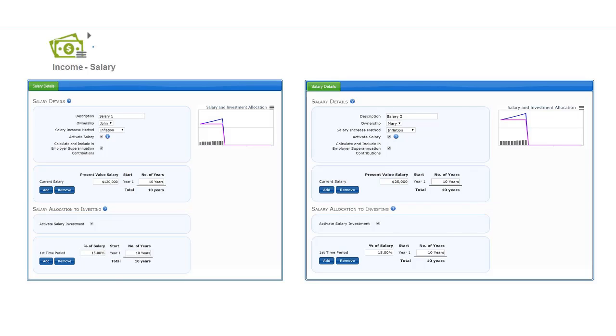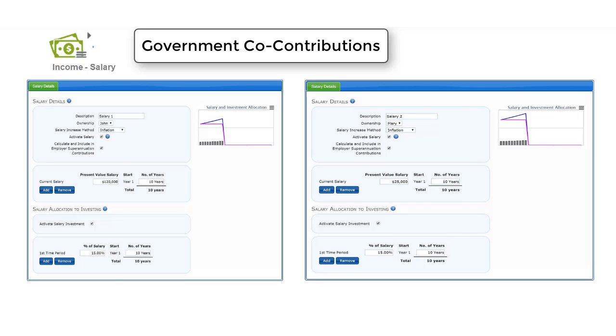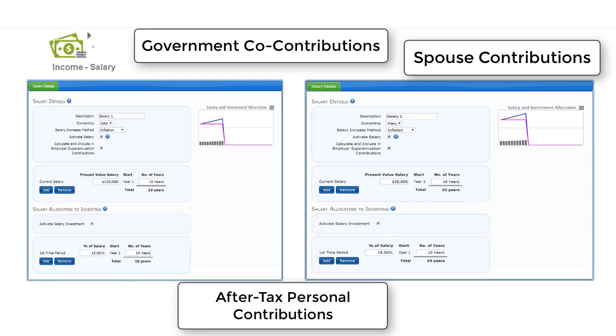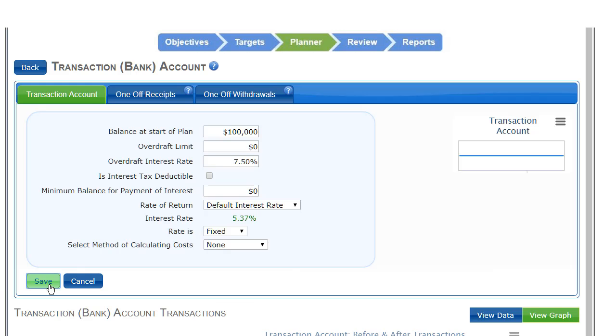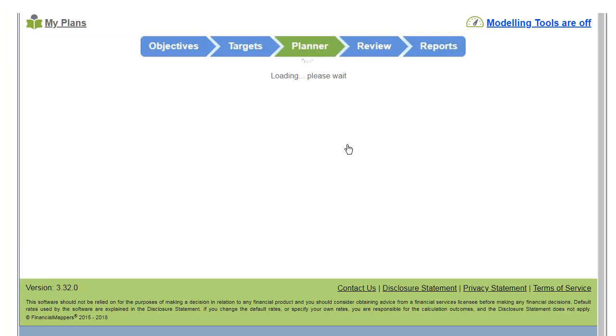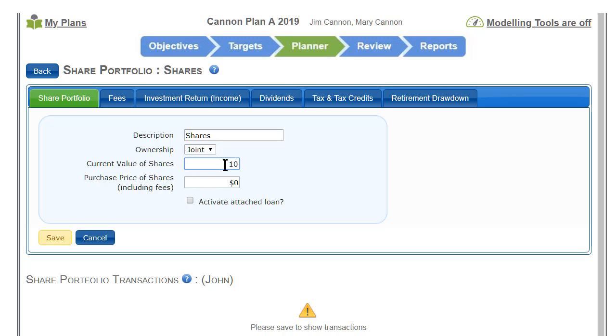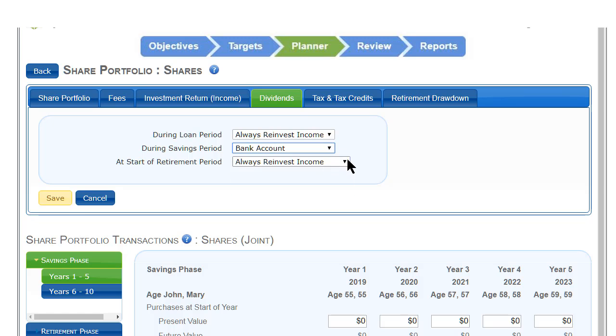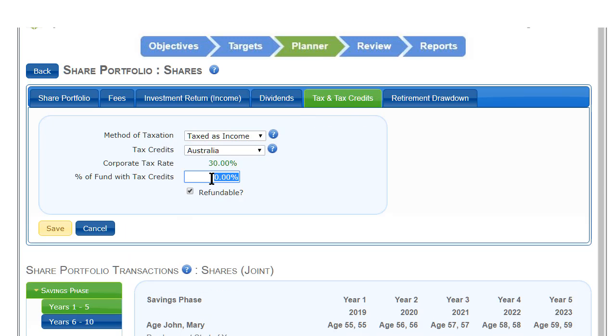This means she will be eligible for both the government co-contribution and the spouse contribution should Mary and John make after-tax contributions. Investments outside super will be simple, with just $100,000 in the transaction account and a joint share portfolio with a balance of $100,000 and with dividends paid directly to the transaction account.